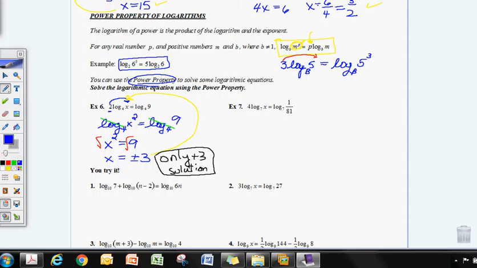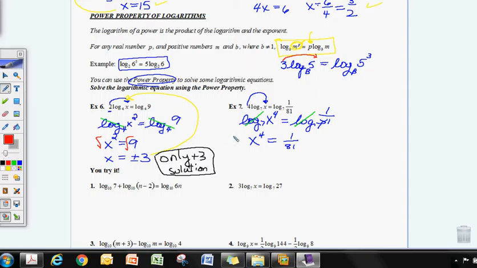Okay, so let's take a look at the next one. Single log on the right looks good. Single log on the left, but there's a 4 in front. I can't have that 4 in front. So where does it go? On to the back. Okay, log base 7 of x to the 4th power equals log base 7 of 1 over 81. Got it. Now it's a single log on the left that cancels with a single log on the right. I'm left with x to the 4th would equal 1 over 81.